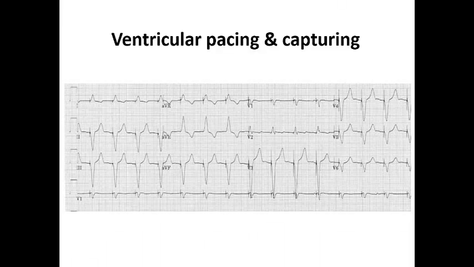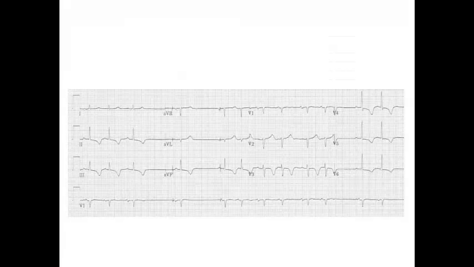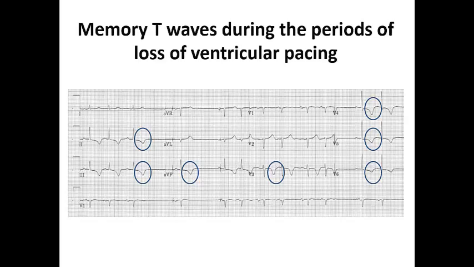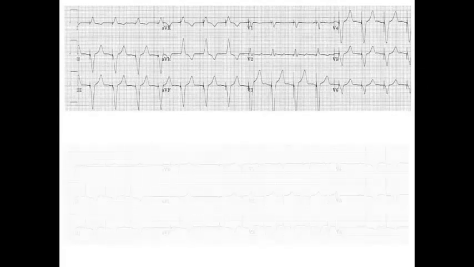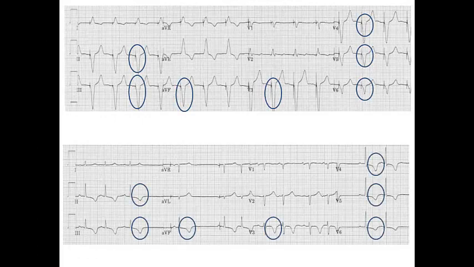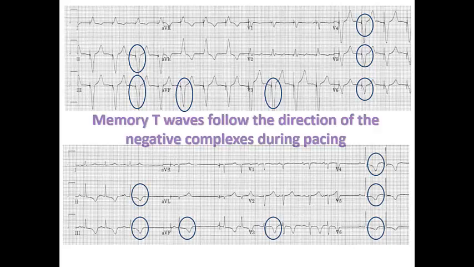Here's another example in which the patient was having ventricular pacing and capturing, and after cessation of the ventricular pacing, the patient is still having T wave inversion in the infralateral leads. So the memory T waves here remember the periods of ventricular pacing, and after its cessation, they are still present. And if we compared both ECGs together, we can see that the complexes were negative in the infralateral leads, and then the memory T waves are negative in the same leads. So memory T waves follow the direction of the negative complex during the period of pacing.